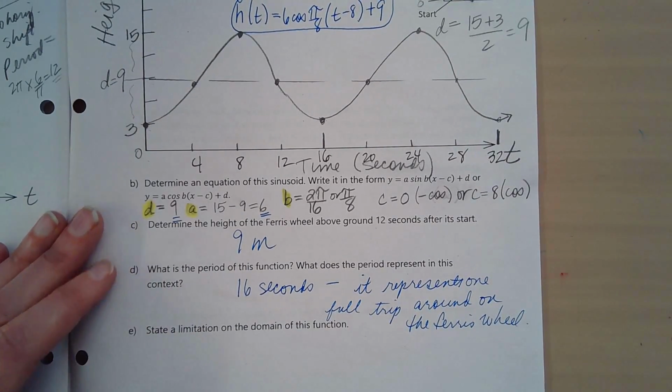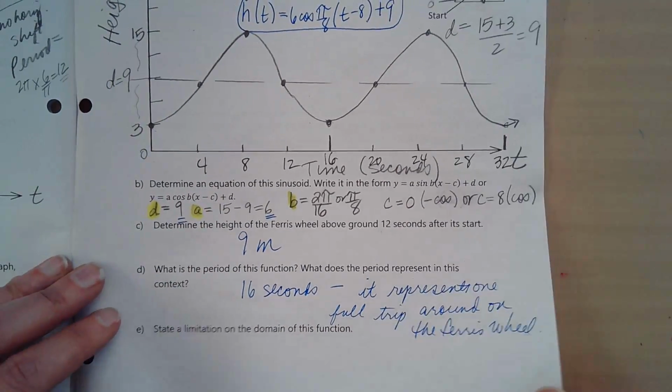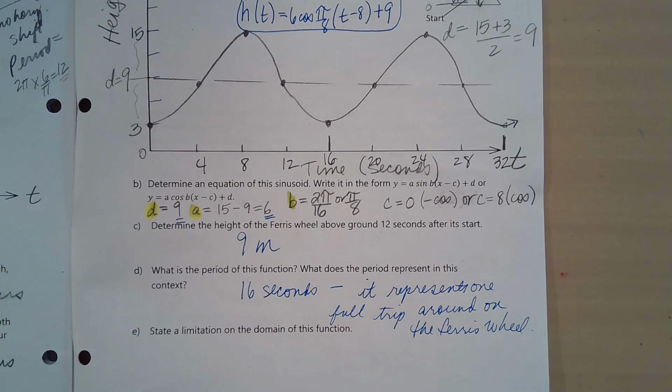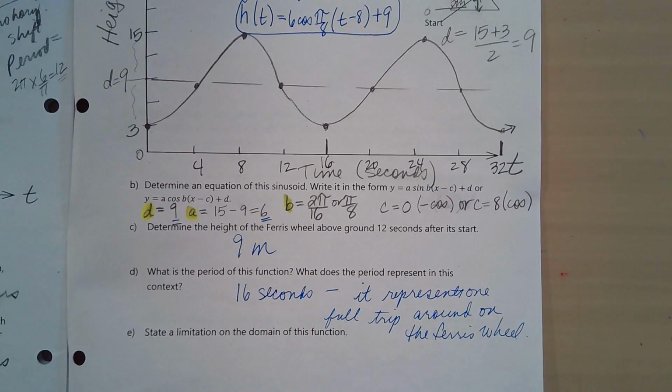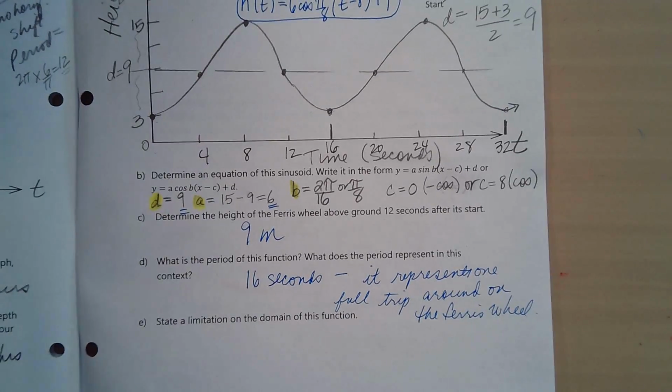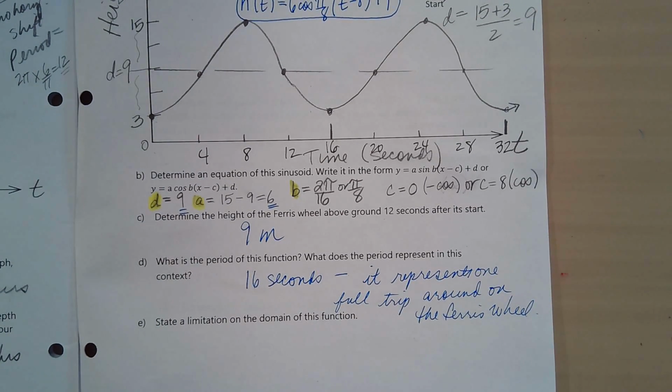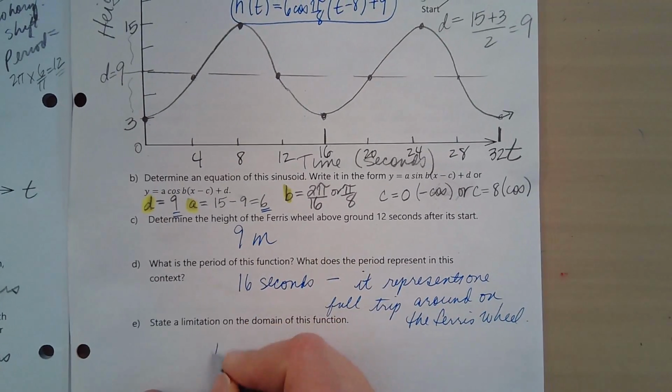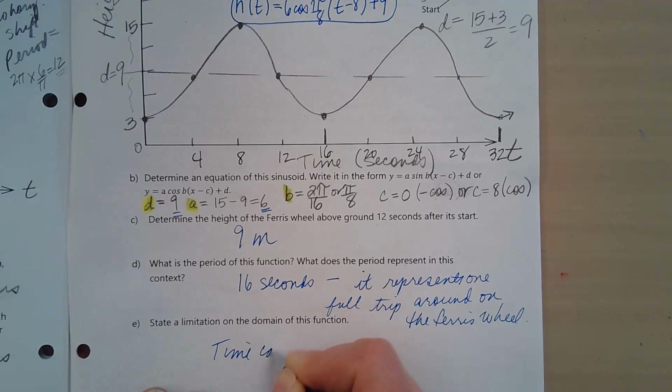Okay. So here's something that occurs quite often, like in an exam. State one limitation on the domain. Okay, remember what domain is? Whatever the x scale represents, right? So what does the x scale represent? It represents time, right? So what's a limitation on time? Yeah, time must be positive, or time can't be negative.